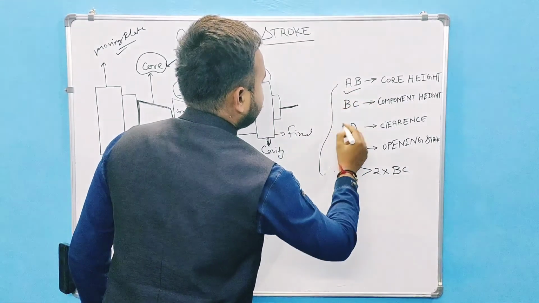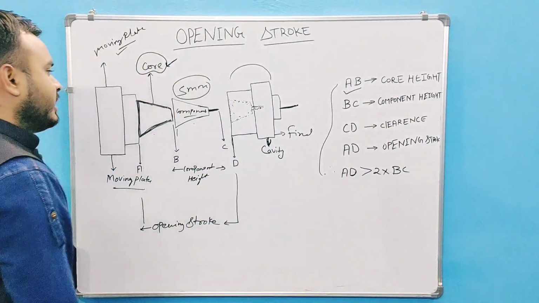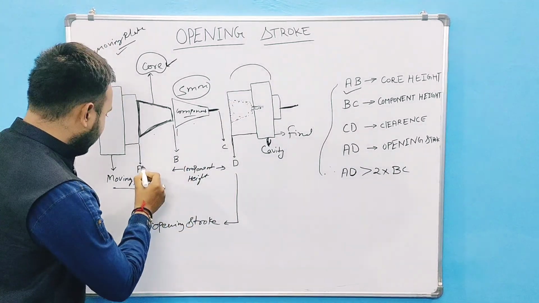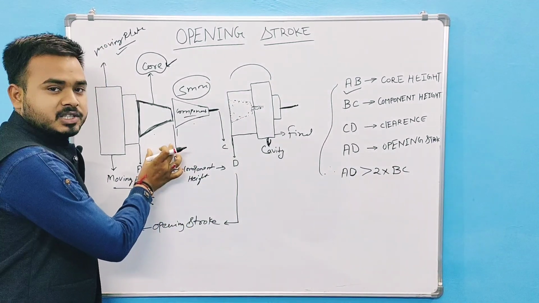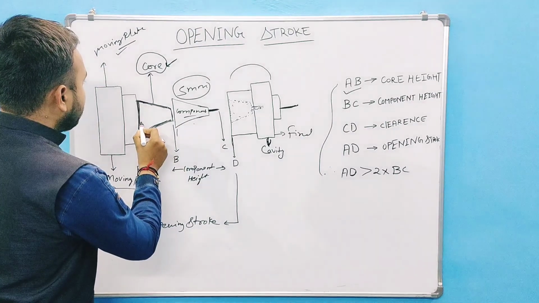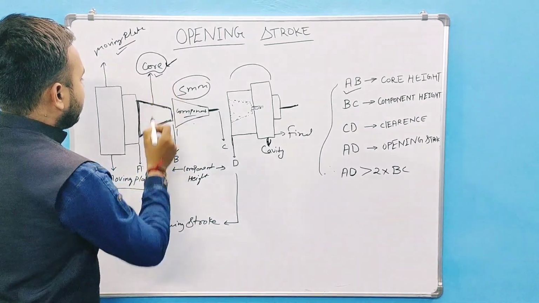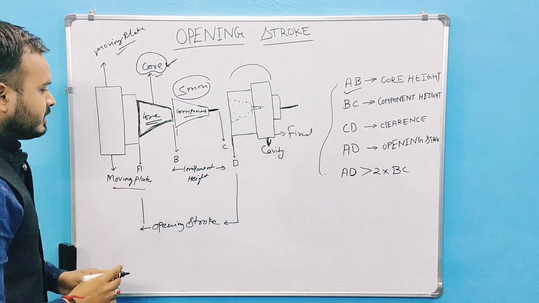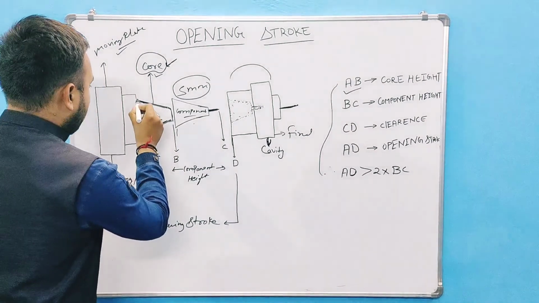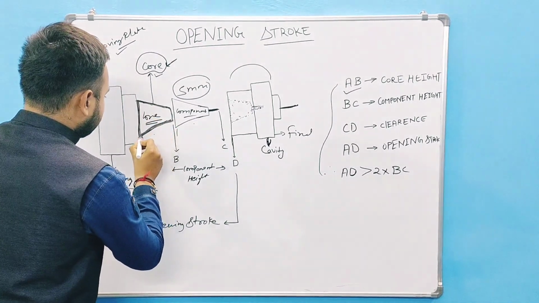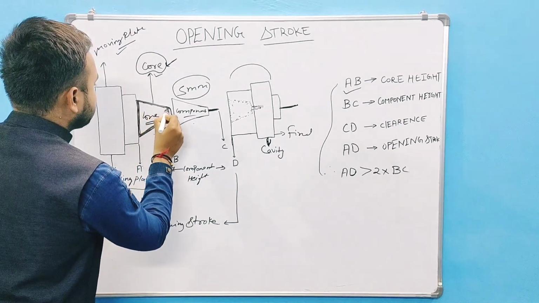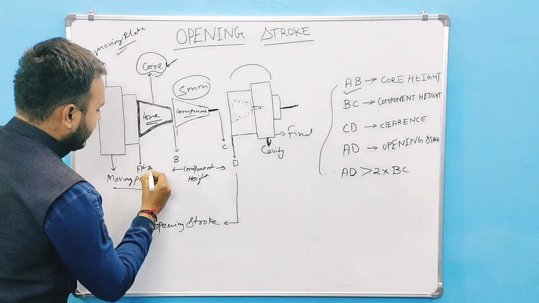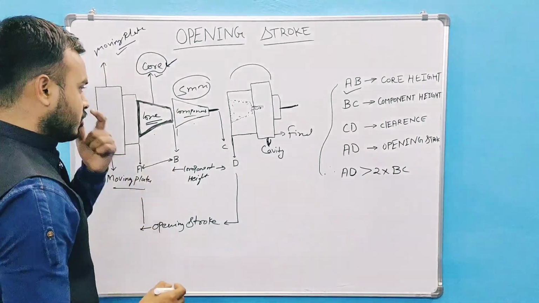What is AB representing? Core height. AB represents the core height. You can see this A and B. This section is the height of your core. I have already mentioned it is a core. So core means the part that helps in shaping the product. This A and B, we have labeled as core.